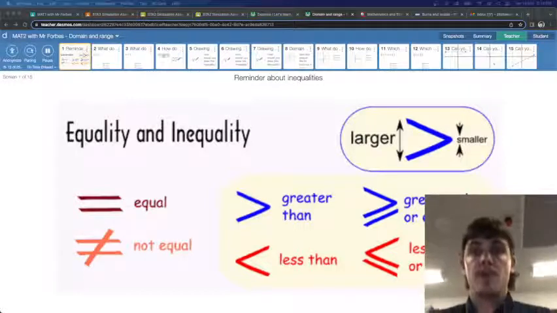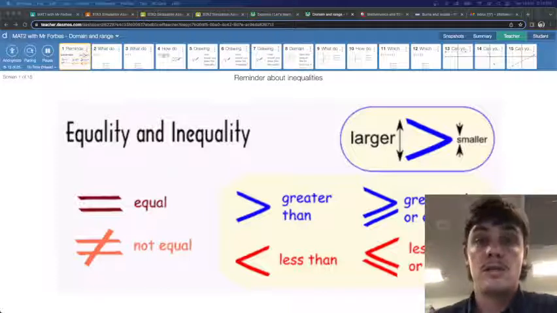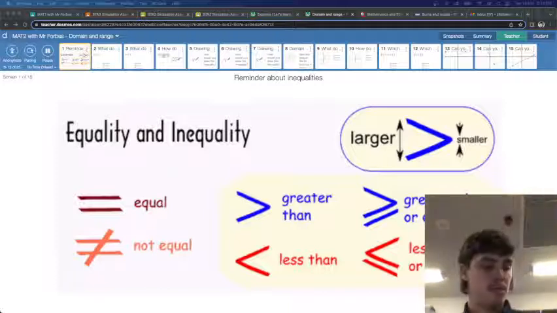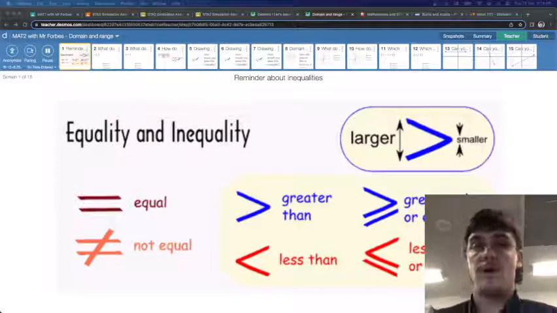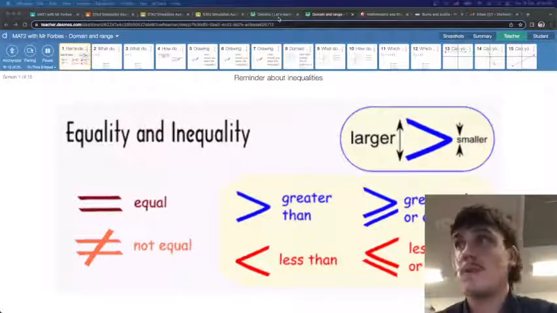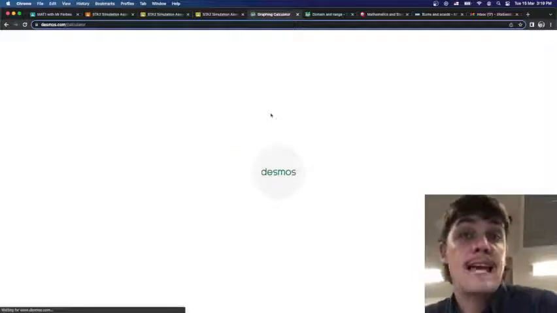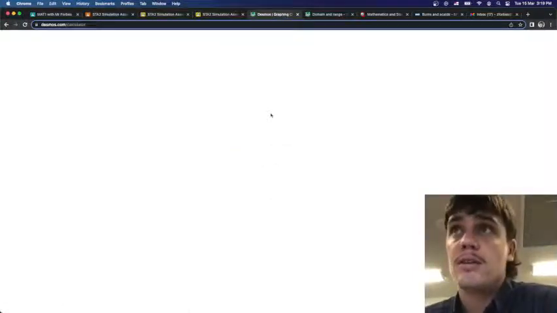Kia ora. Quite a few students have been having some problems with inequalities and equality on the Desmos activities. So I thought I would just show you how these symbols work in mathematics. I'm just going to open the standard Desmos graphing calculator.